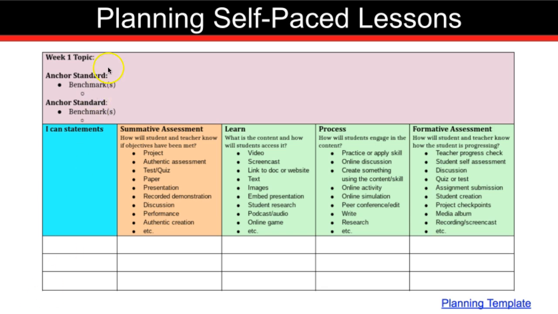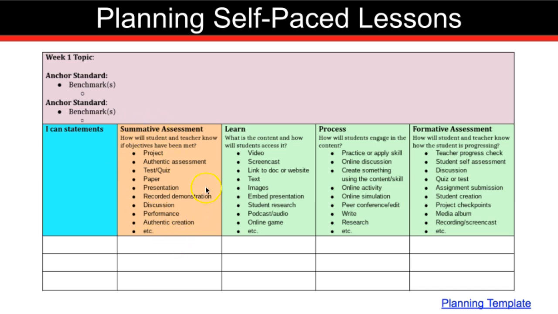In this one, notice there's a place to put your topic, then your standards, because everything still should be tied to the standards. So we've got our standards and benchmarks. And then down here, there's a little chart, and you would fill out each piece. So the I can statements would go in this first column. And then for each I can statement, look at each category of ideas that should be in there.